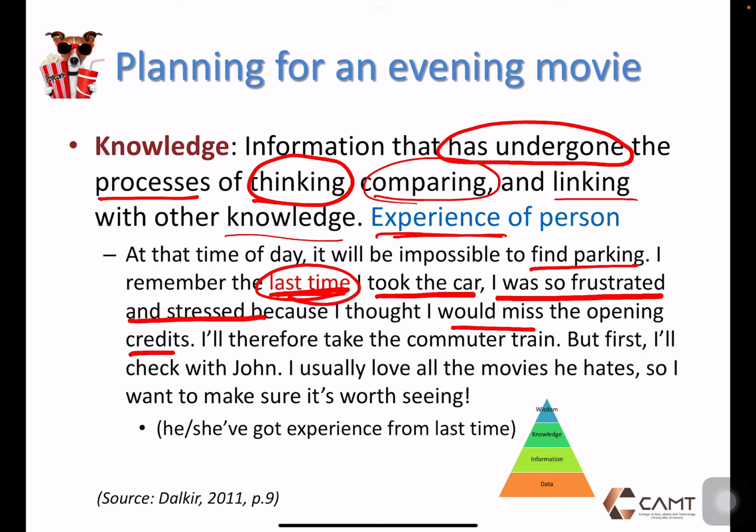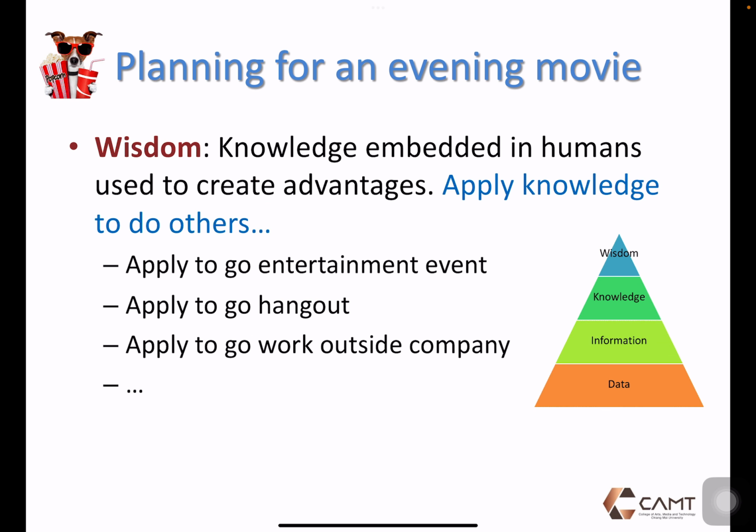So it means that from his or her experience at the last time, now he makes the decision to take a commuter train and check the list first and check with John first so that they can watch the movie they love together. For the wisdom, it means we can apply from the knowledge to do other activities. For example, apply to go to entertainment events, apply to hang out, apply to work outside the company. It is about applying, and it still gives value and is still used.